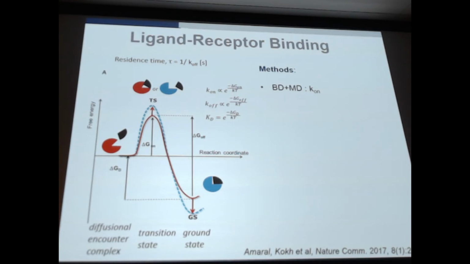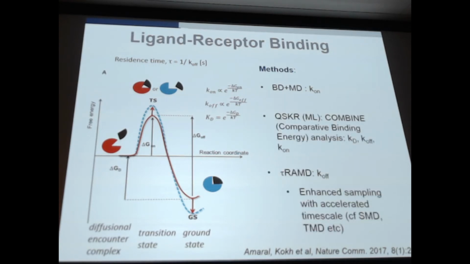We have been developing a few techniques, and I'm only going to tell you today about one of them, but just to mention, we're working on combining Brownian and molecular dynamics to compute on rates. We're working on more machine learning or QSKR approaches to estimate relative on rates and off rates, based on some work we did years ago to develop comparative binding energy analysis for binding affinities. We find this works actually remarkably well for off rates.